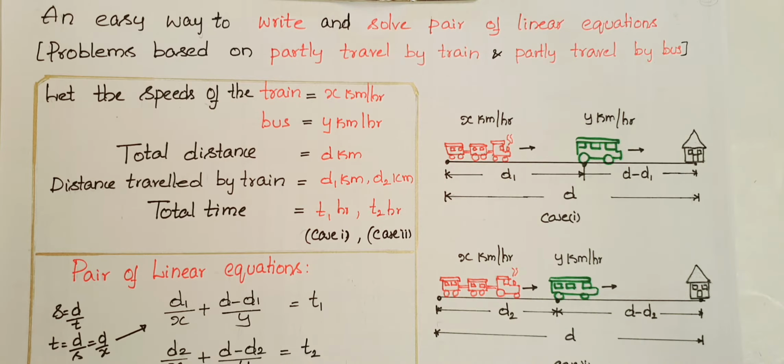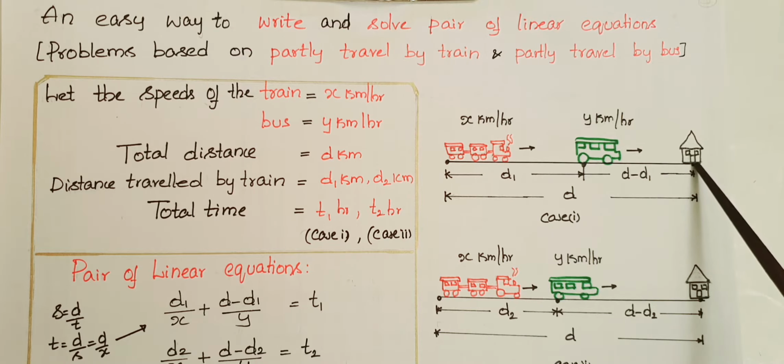Hello everyone. Today I am going to tell an easy way to write and solve pair of linear equations for the problems which are based on partly travel by train and partly travel by bus. For example, if a person travels by train for some distance and travels by bus for the remaining distance to reach the destination, this is the destination point.